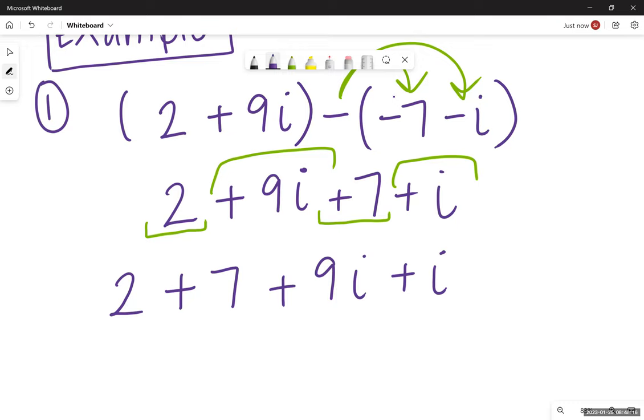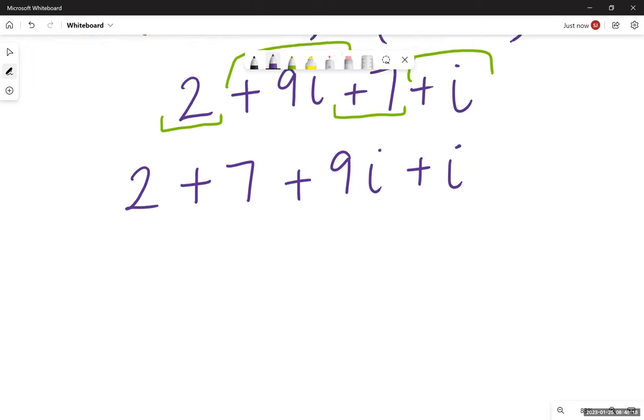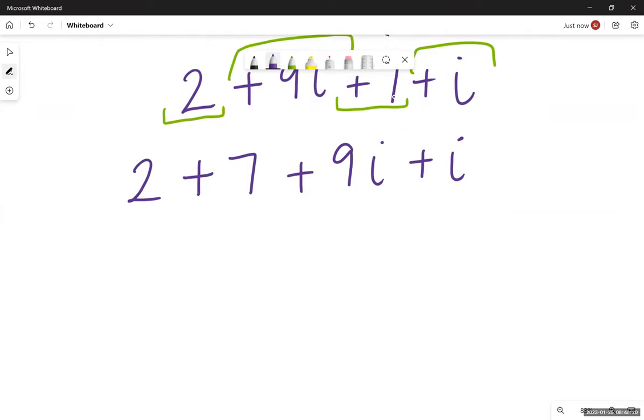What does have a variable? What doesn't? Together. Good, Kelby? Okay. 2 plus 7 is what? And then positive 9i plus i is what? I heard something. I heard 10. Who said 10? Yeah, it's 10i.